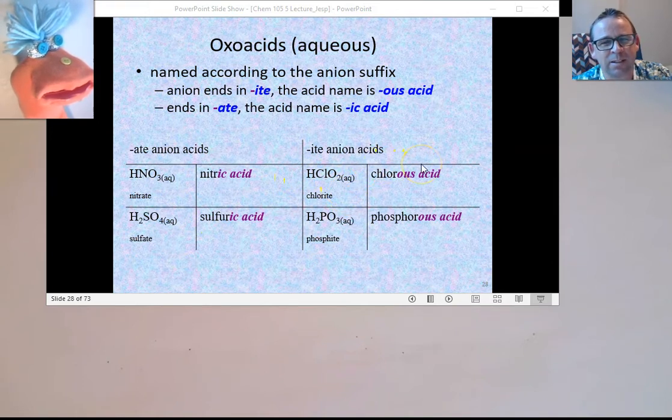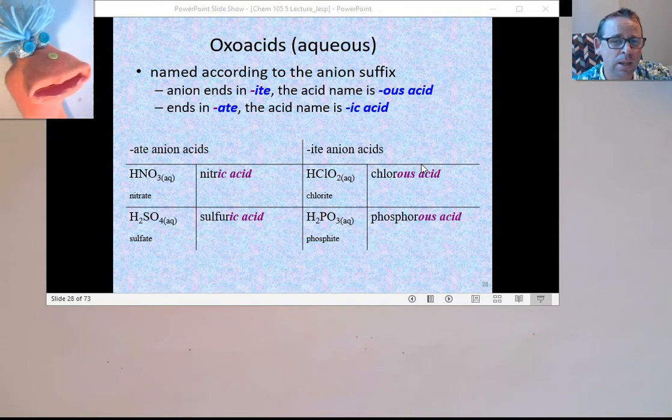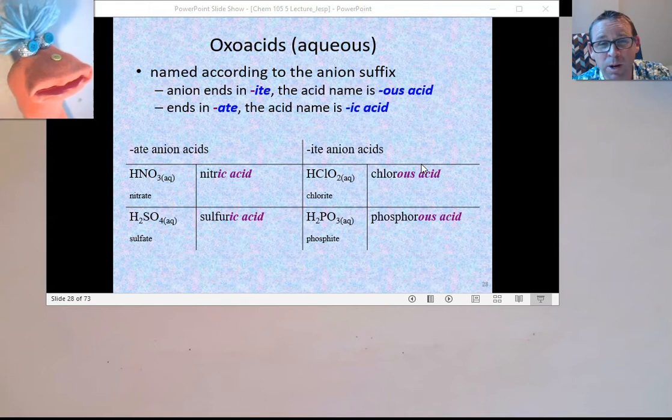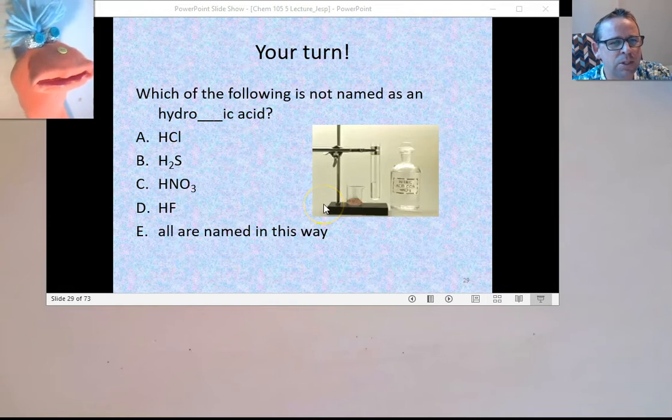That's a little phrase that you remember. You keep it above your bed, and every time you wake up in the morning, you say it to yourself 3 times. Ate goes to ic, ite goes to ous. Ate goes to ic, ite goes to ous, right? And if you say that, then you'll always remember how to name your oxoacids. Okay? So let's see what you got.